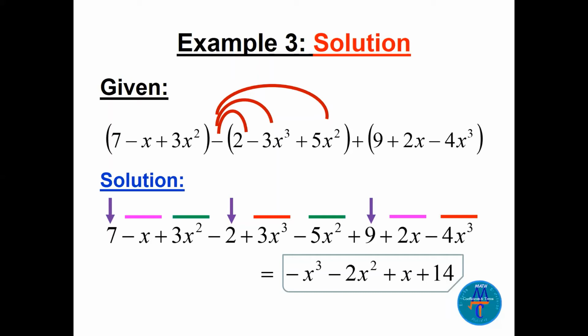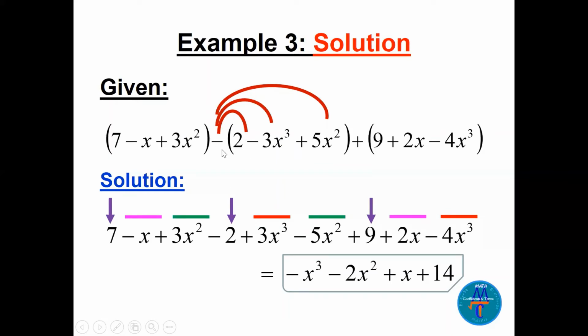If you get the answer, excellent. If not, try to look for your mistake, if there is any. Now, look what I did here. I left the first one just normal here, 7 minus x plus 3x squared. See this arrow here?